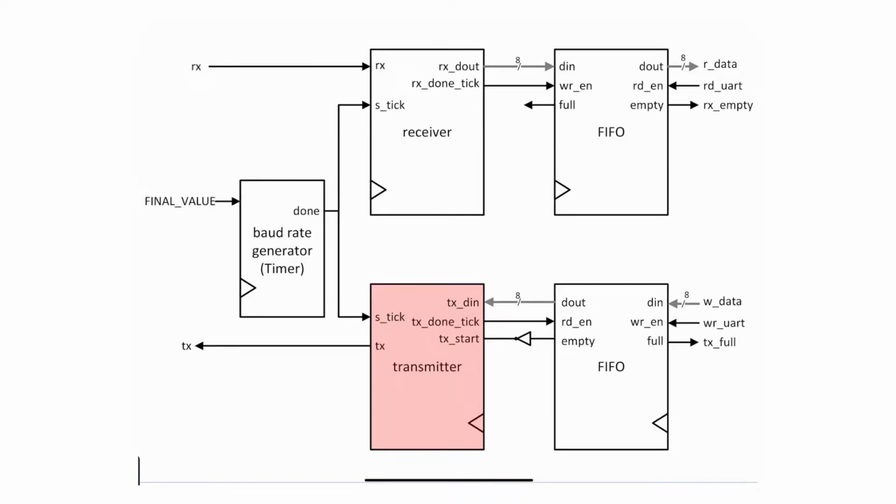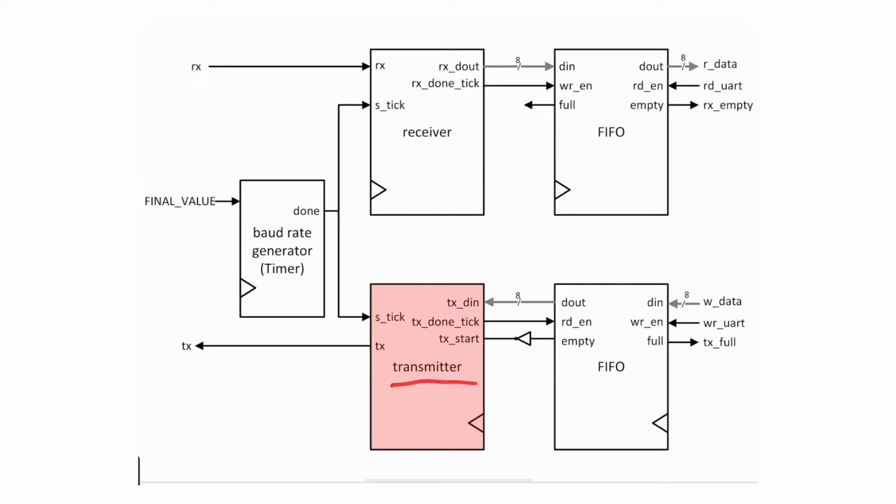The transmitter module in here is another state machine that basically takes some data that you're trying to send and just shifts it out on the TX line. It is very similar to the receiver part, so I recommend that you watch the receiver part first before you watch this video. Anyhow, how does the transmitter work?